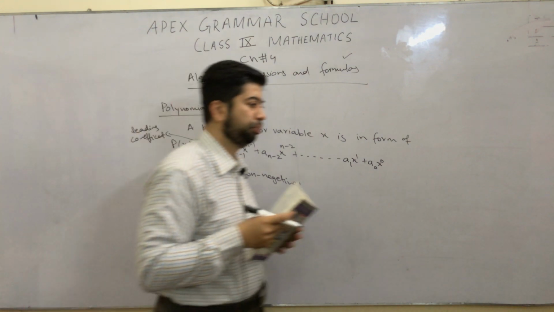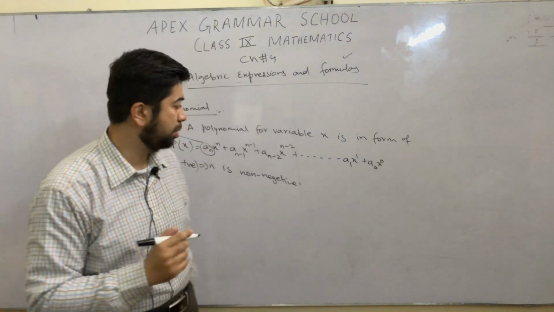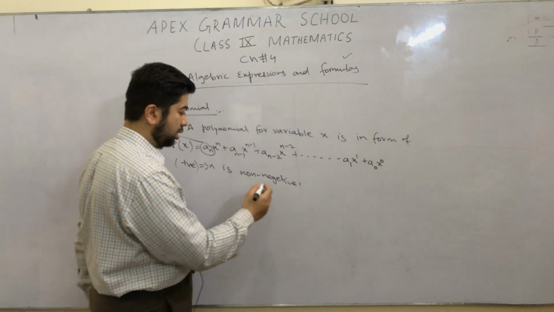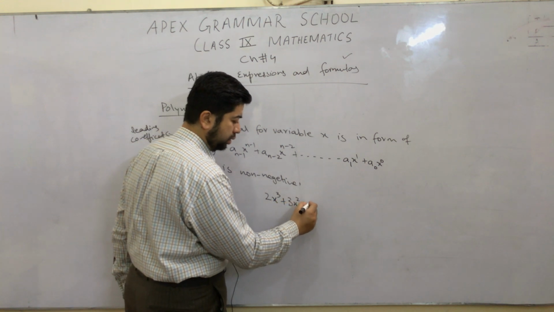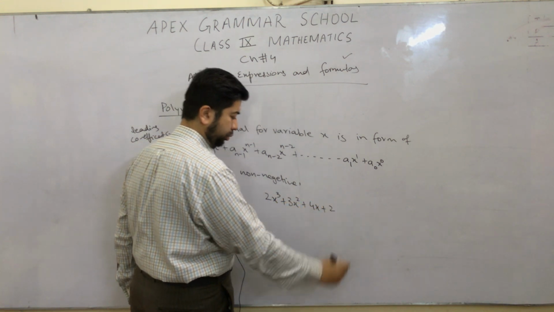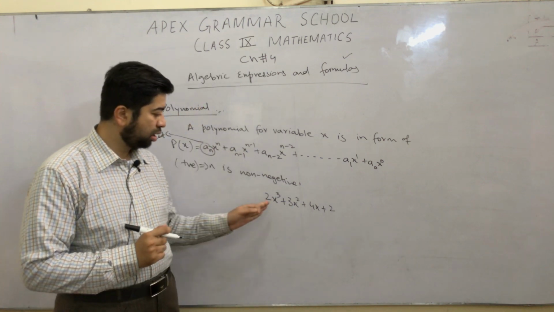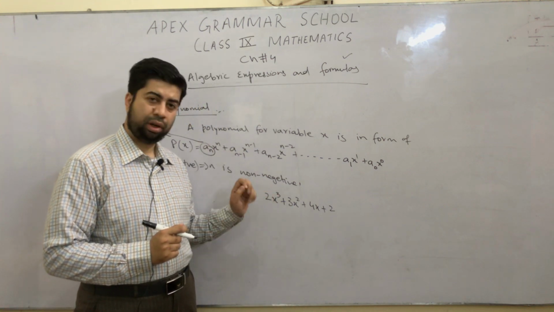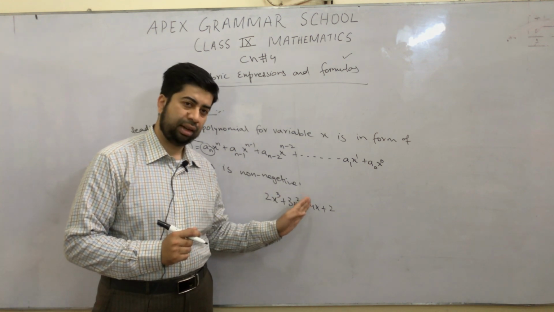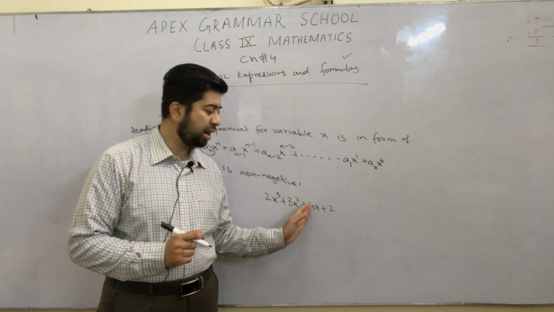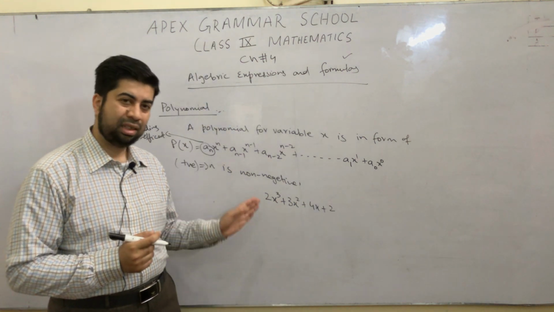For example, I can write some examples of polynomial. Suppose we have 2x cubed plus 3x square plus 4x plus 2. Is this a polynomial? We can see that we have x raised power 3, after that less power x raised power 2, after that x raised power 1, and after that x raised power 0, which is equal to 1.